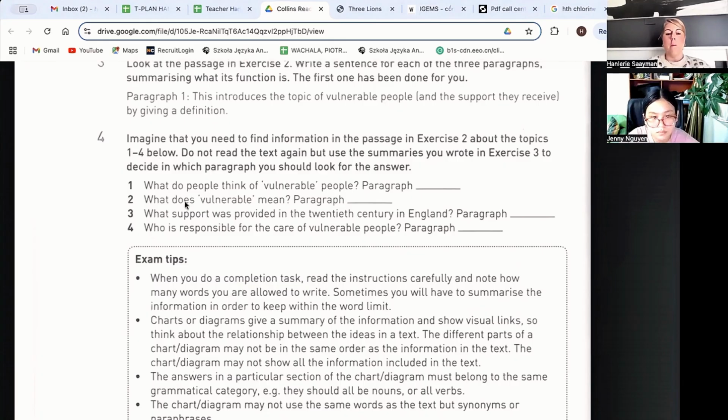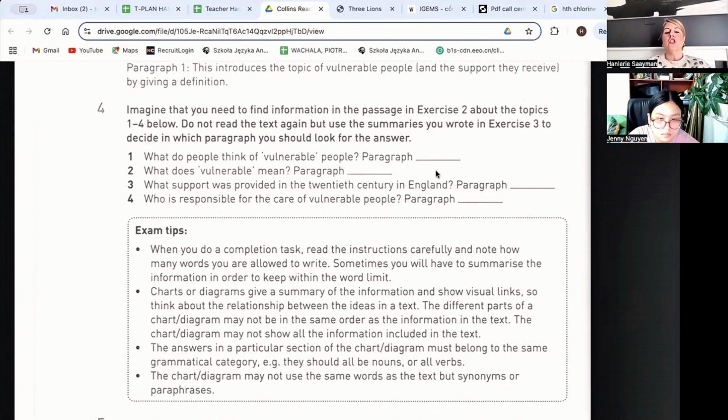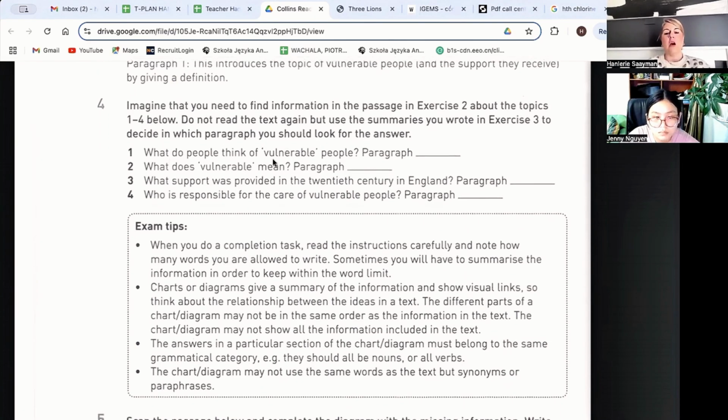number 1 to 4 below. Okay? Do not read the text again, but use the summaries you wrote in exercise 3 to decide in which paragraph you should look for the answer. So, in which paragraph, what do people think of vulnerable people? Which paragraph is that? Number 1, 2, or 3? 2. Okay. And in number 2, what does vulnerable mean? In which paragraph do they explain it? Number 1.